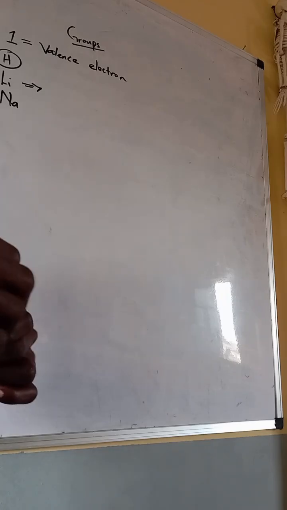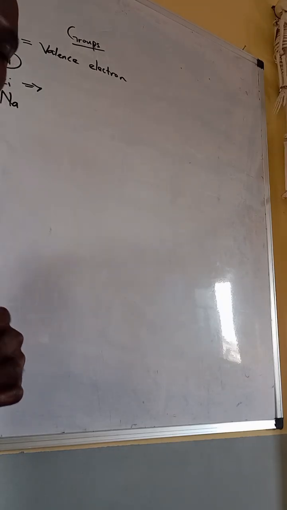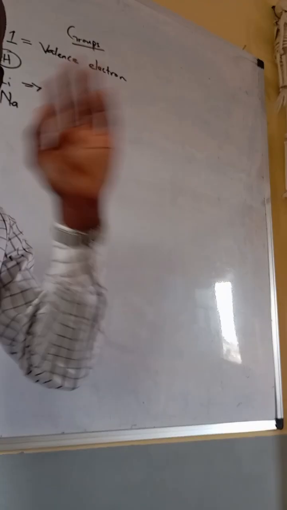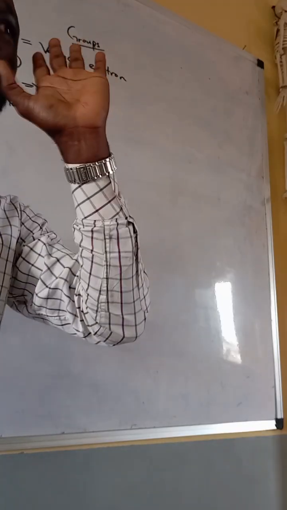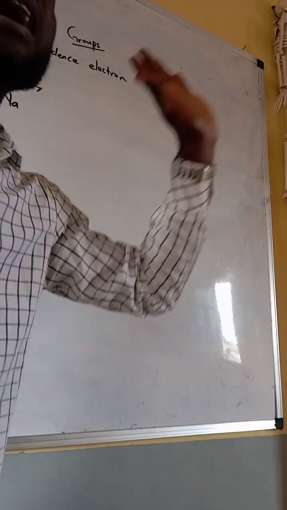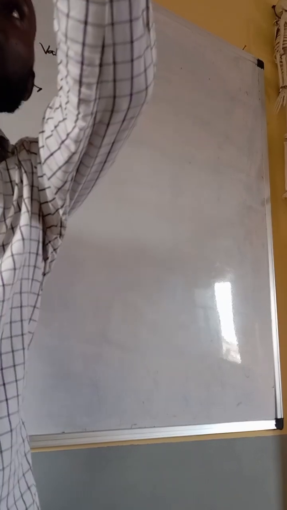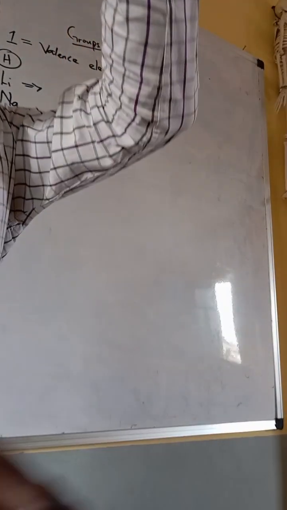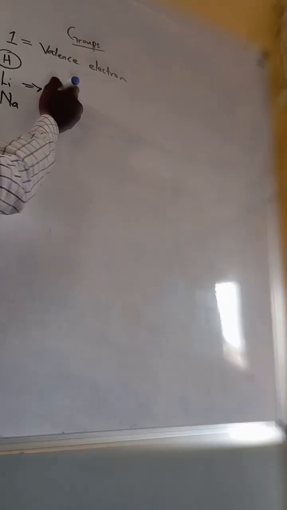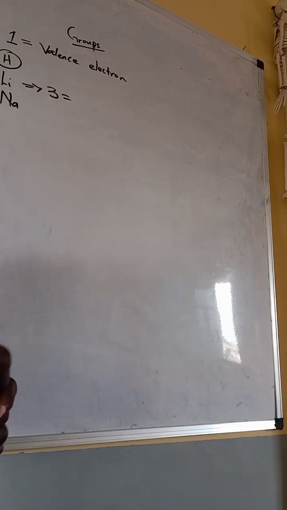Lithium falls on position what? 1, 2, 3. Position 3. If you want to know the position, just count. What's the first element in the periodic table? So followed by. That's position 3. Now the position it falls on is what we call the atomic number.